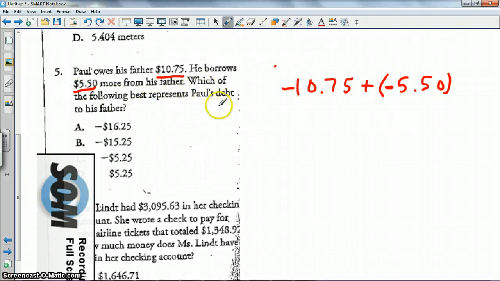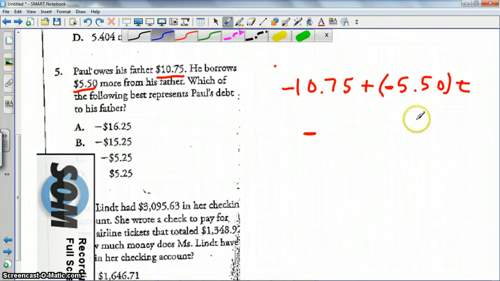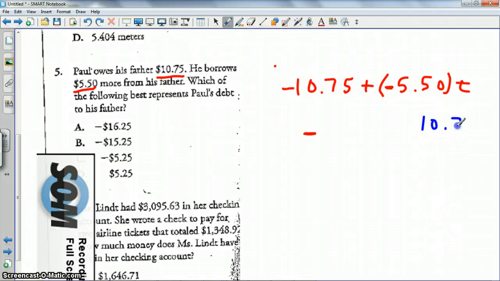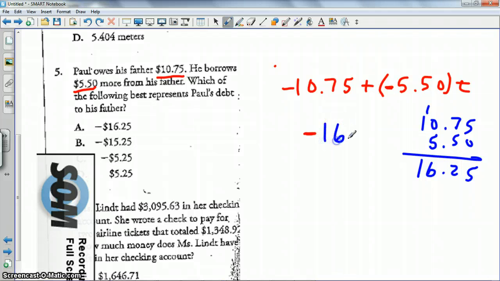Which of the following best represents Paul's debt? We know we're taking the negative that he had and adding more negative. Since they have the same sign, we add and keep the sign. So I'll put a negative here and work out the problem. Just like before, since we're still adding, line up your decimals. We have a 5. 7 plus 5 is 12. Bring the decimal down. That would be 6 and 1. So negative $16.25, and it's negative because he owes that money. It's debt. So that looks like A as well.